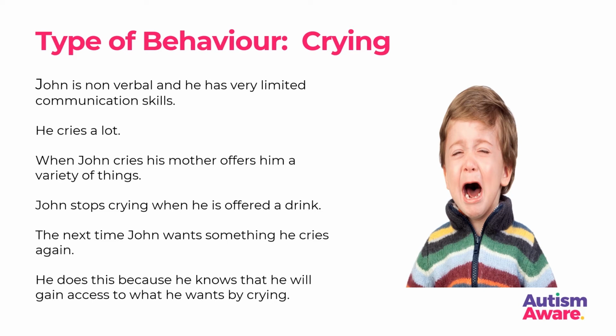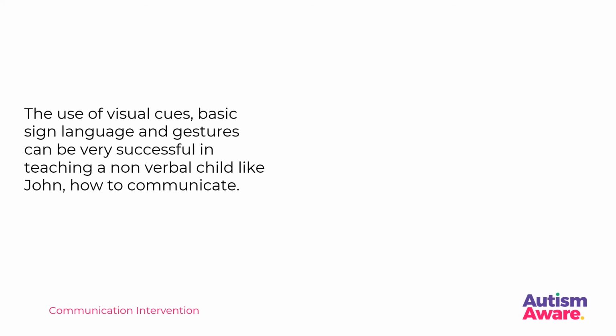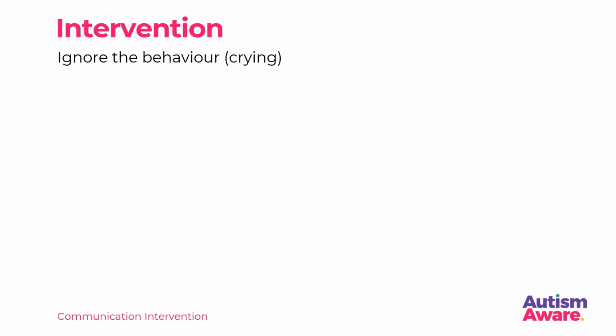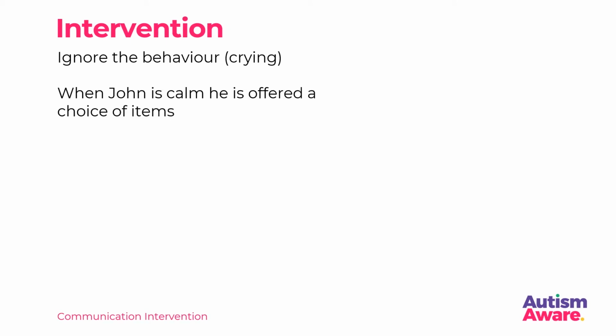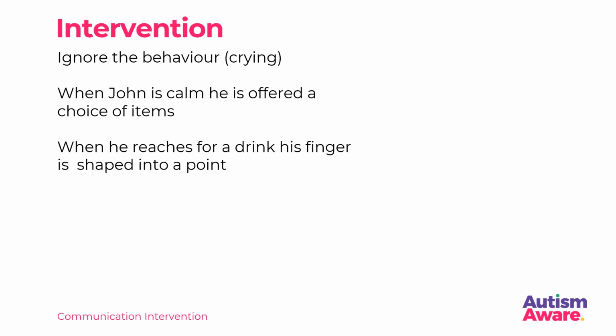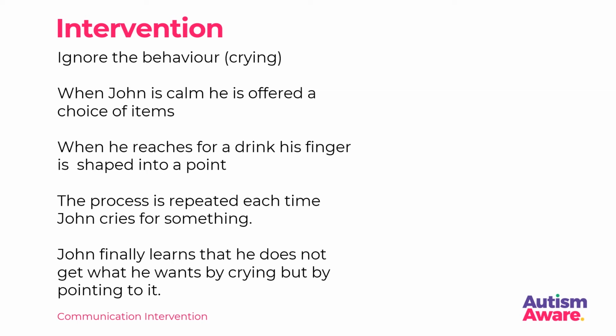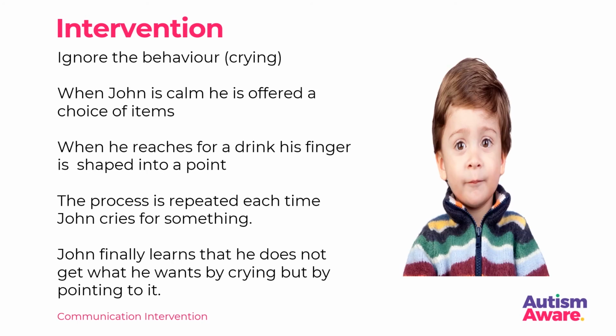It is important that John learns that crying is not an effective way to get what he wants, but communicating appropriately is. The use of visual cues, basic sign language and gestures can be very successful in teaching a non-verbal child like John how to communicate. Intervention. Ignore the behaviour, the crying. When John is calm, he is offered a choice of items. When he reaches for a drink, his finger is shaped into a point. The process is repeated each time John cries for something. John finally learns that he does not get what he wants by crying, but by pointing to it.